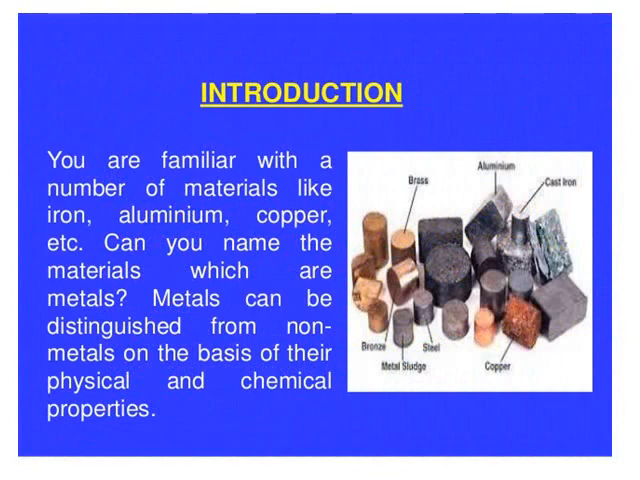Yes, children, go through this slide. You are familiar with a number of materials like iron, aluminium, copper, etc. Can you name the materials which are metals? Metals can be distinguished from non-metals on the basis of their physical and chemical properties. Physical and chemical properties. Now we have reached one point. Metals and non-metals can be identified with the help of their physical and chemical properties. What is a physical property? We will see in the next slide.